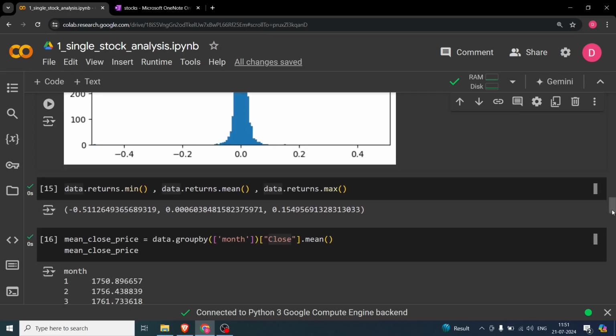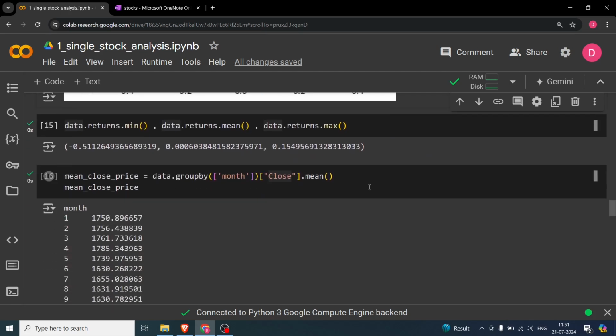Okay, so let's see some return statistics. Whatever the minimum is, negative 0.5. Negative 0.5 is like 50%. It's like you invest $100 today and tomorrow that becomes $50. So that's a big change.